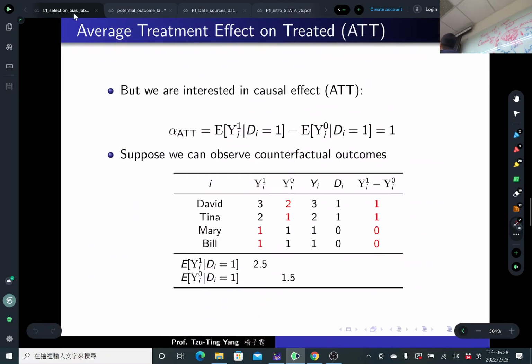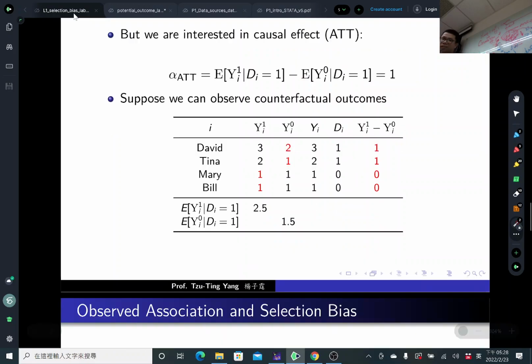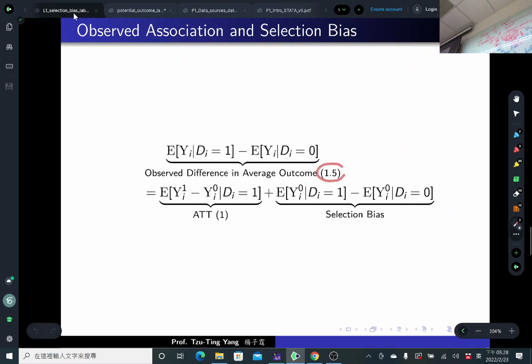So what causal effect can we get? Suppose we are interested in the causal effect for Davy and Tina, the treatment group. The right thing to compare is Davy and Tina if they go to grad school, which is what we can observe, and if they do not go to grad school, what their earnings would be. Suppose on average that is $1.5 million. Comparing their difference, it's $1 million. And this is not the same as the observed difference between the treatment group and control group.